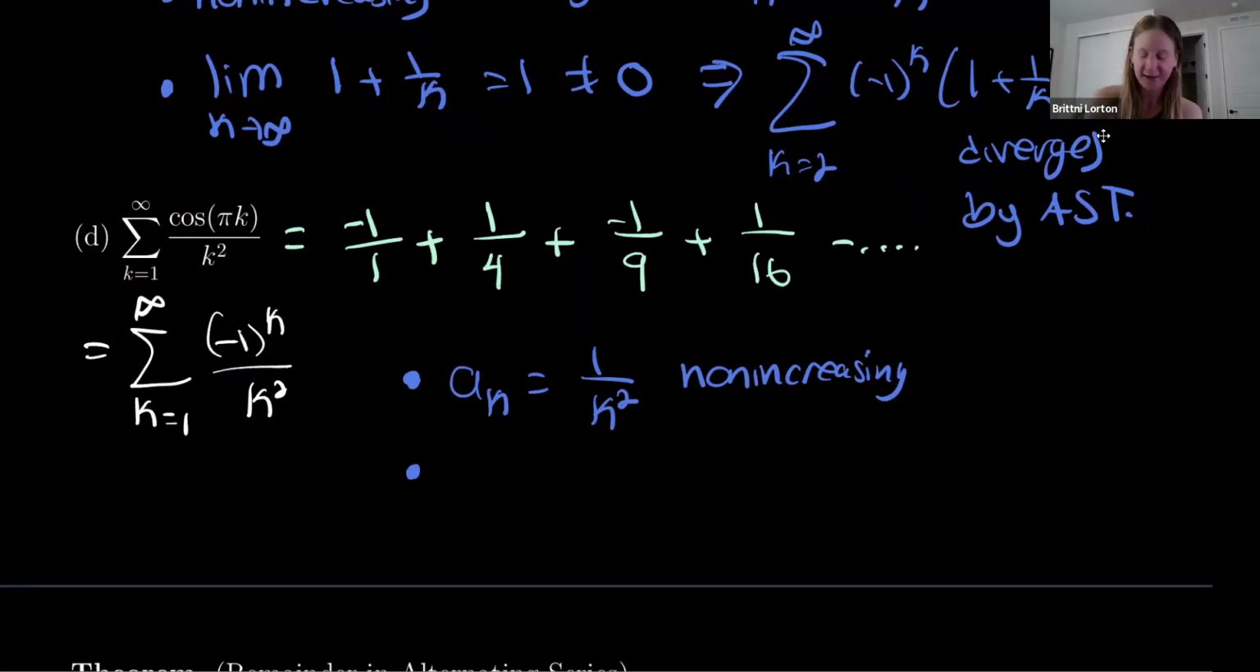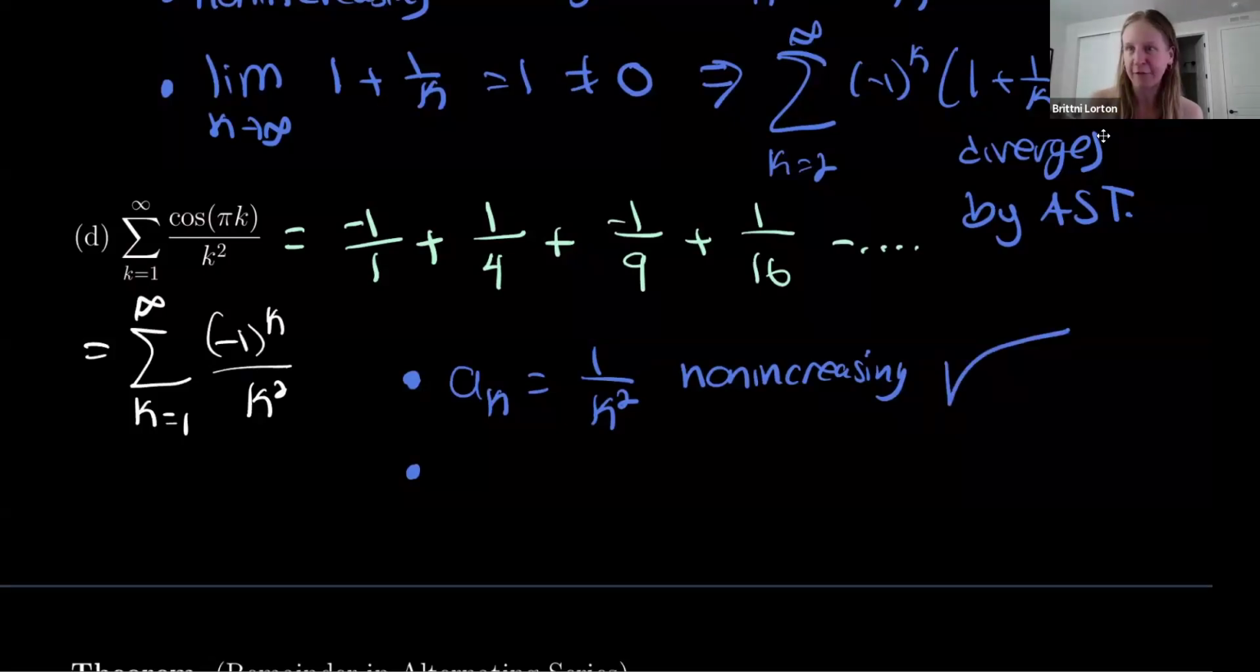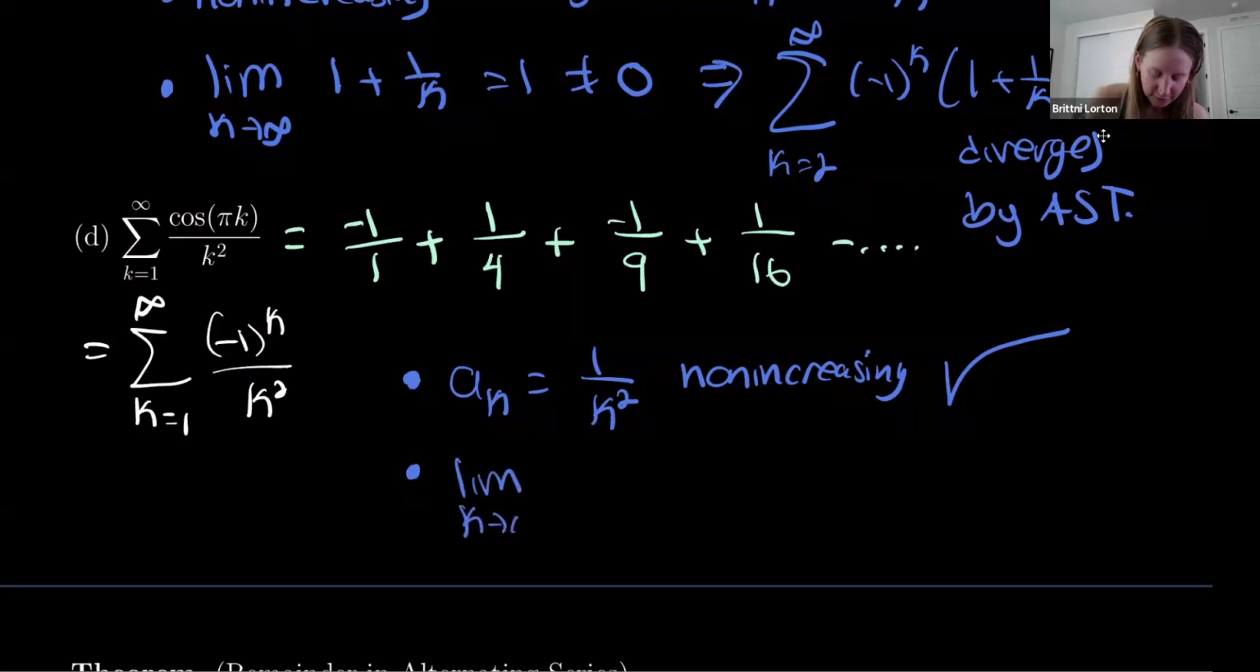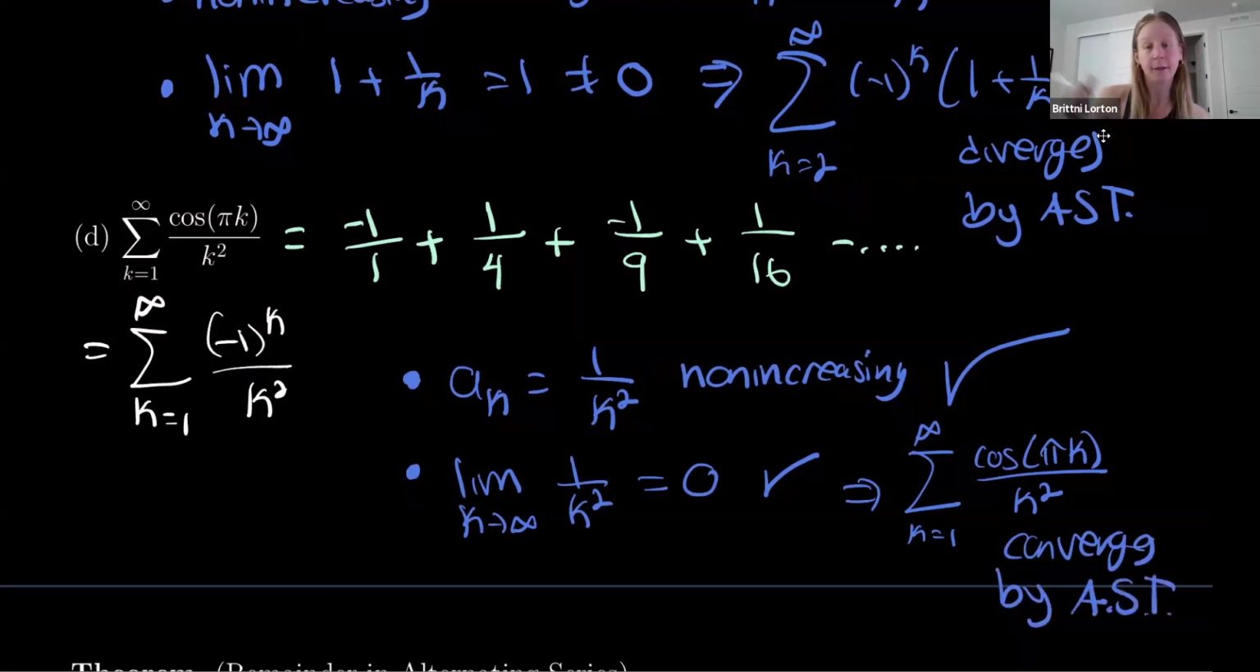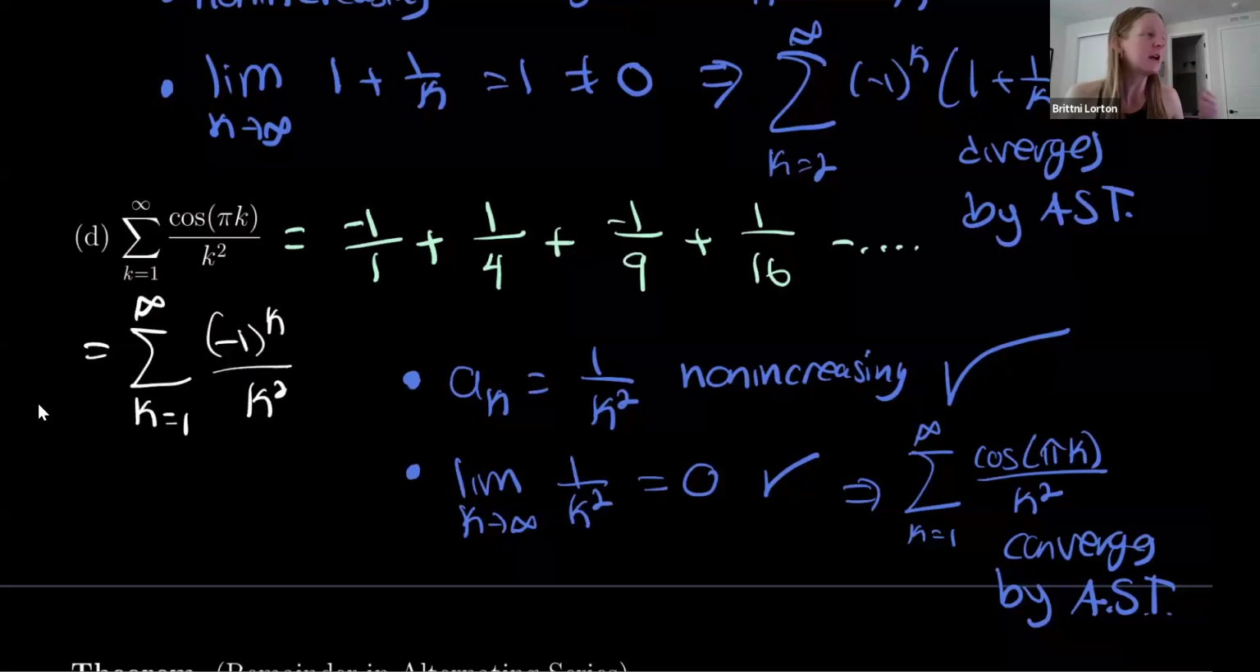That was still a strategy, but this one is a little bit more obvious. It is non-increasing for sure. You can just graph it and see it's pretty obviously non-increasing. And then I would take the limit as k goes to infinity of 1 over k squared. That does equal 0, check. So therefore, the sum from k equals 1 to infinity of cosine of pi k over k squared converges by the alternating series test. Ta-da. Cool. All right, that's the alternating series test.